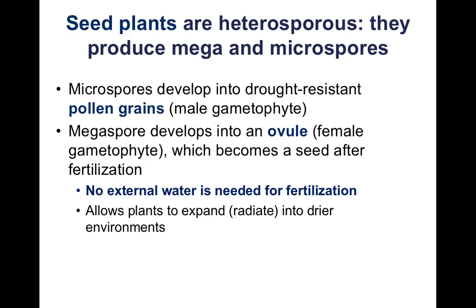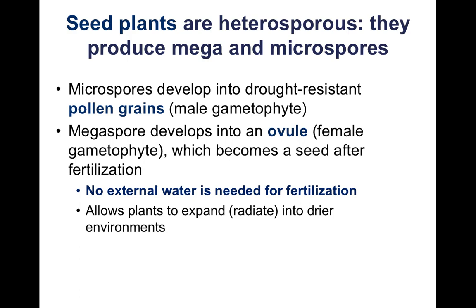We saw heterospory a little bit when we talked about the basal plants, but what you need to know about seed plants is that all seed plants are going to be heterosporous, okay? So they're going to produce two different types of spores. They'll produce megaspores and microspores. So microspores are going to develop into a drought-resistant pollen grain, which is going to be the male gametophyte.